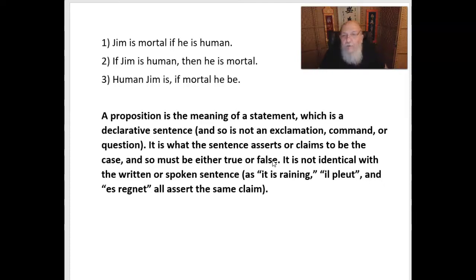So we can define a proposition as follows, and this is my definition. You won't find it in your textbook. Sometimes in my lectures, I'll tell you things you won't find in your textbook, so you need to pay attention to the lectures.